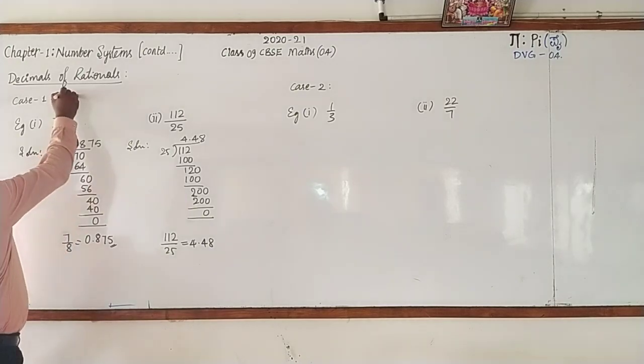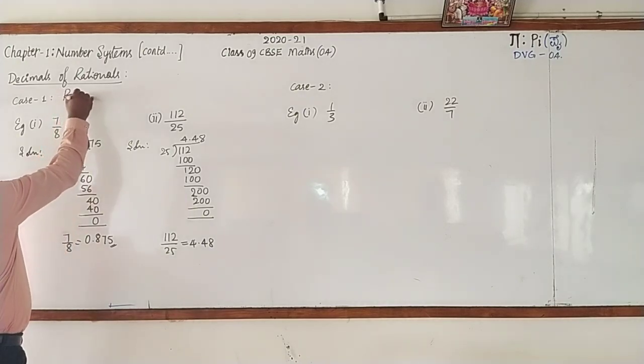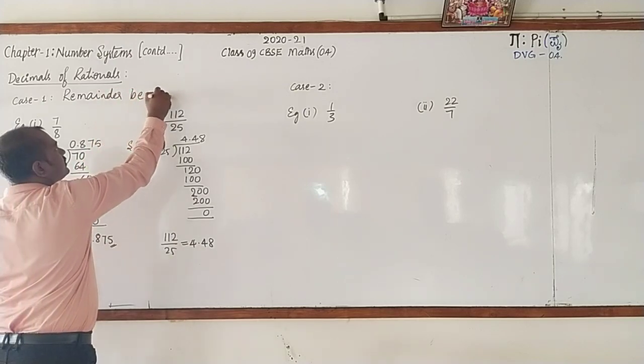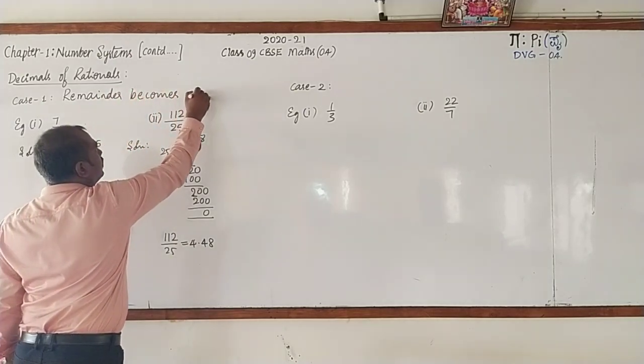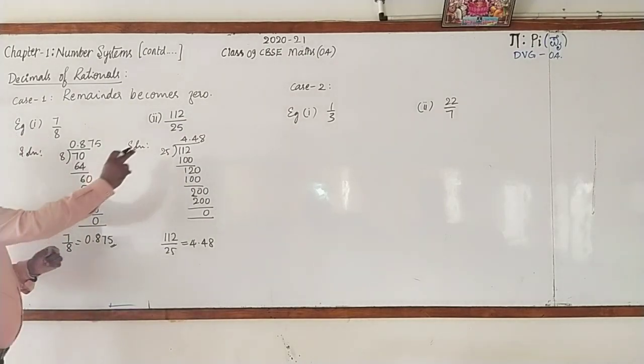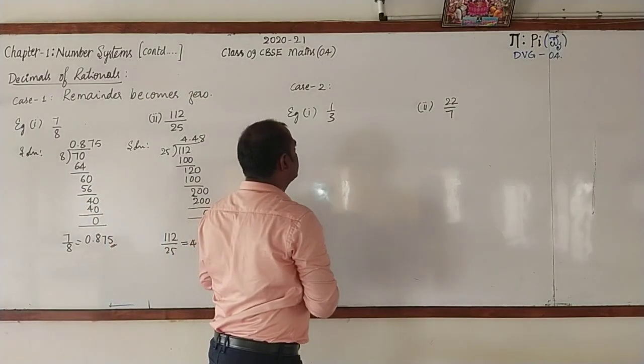So now we can write the condition: remainder becomes 0. Then is there any other condition? Let me tell you that after going through the second case.